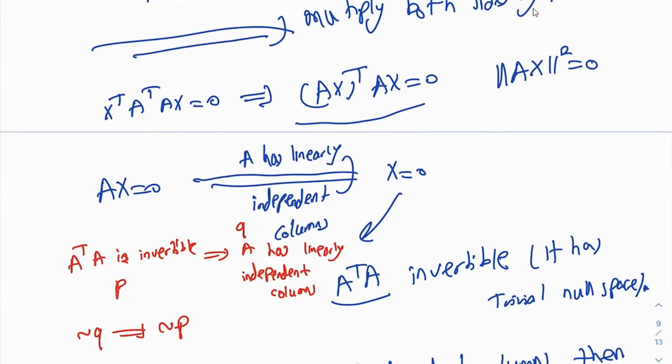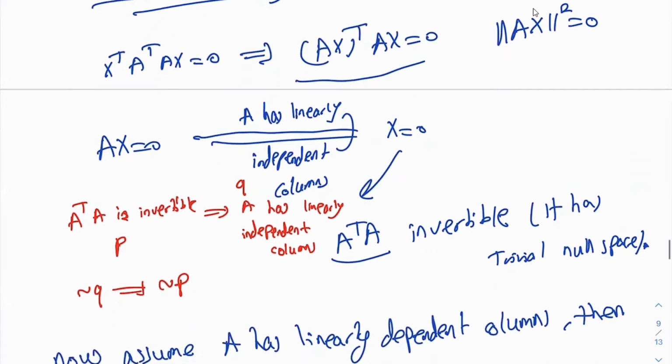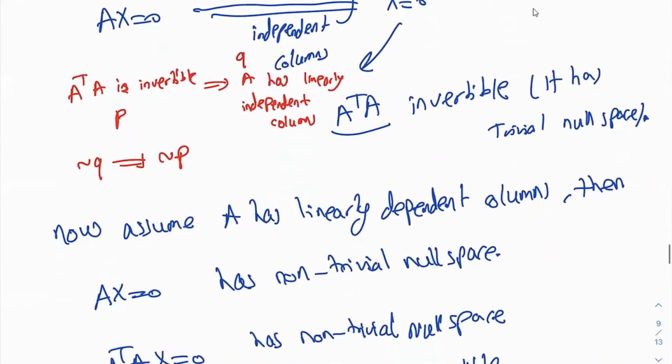So instead of proving that if A transpose A is invertible, then A has linearly independent columns, I can say: what if A has a dependent column, and then I want to prove that A transpose A is not invertible. If I can prove this one, then I prove P gives Q, right? Let's do this one. What if A has linearly dependent columns?